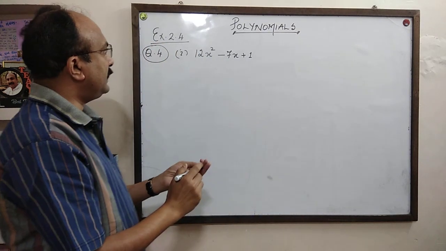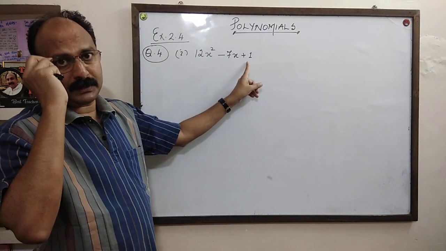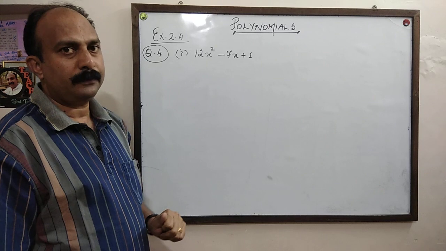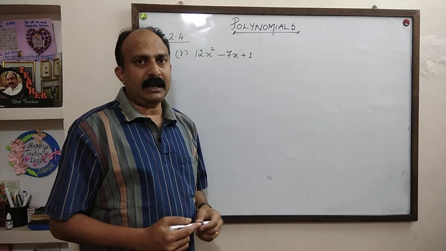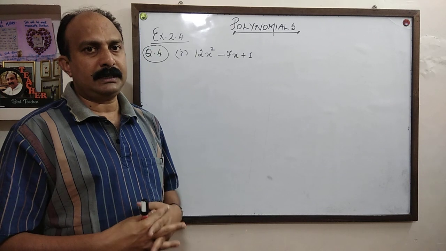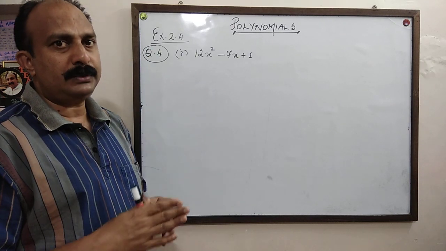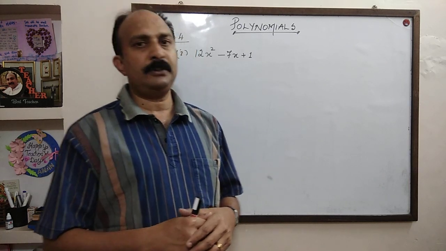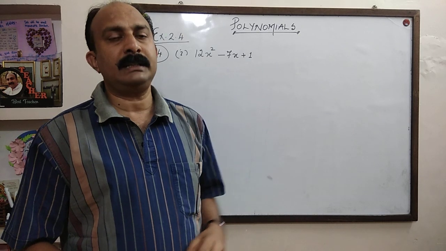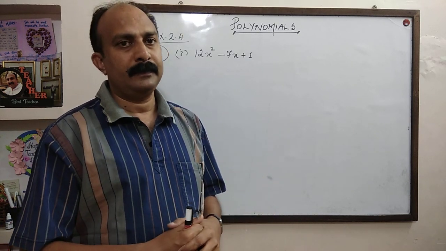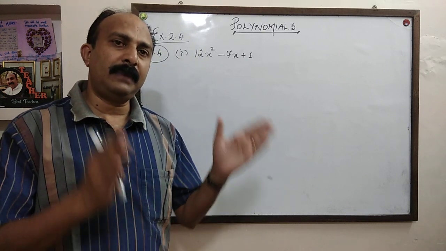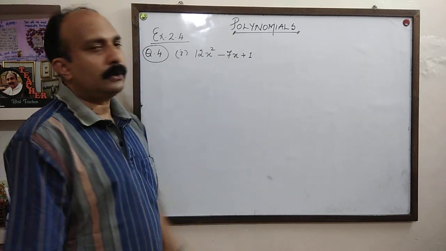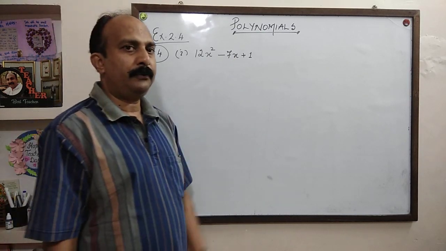12x square minus 7x plus 1 is a quadratic polynomial. We have already studied what is a quadratic polynomial, a polynomial of degree 2. In order to factorize a quadratic polynomial, there are many methods, and the most commonly used and easy method is called splitting the middle term method. I hope it is not new for you. It was in class 8. Splitting the middle term, and this is just the same as what you have learned in class 8. By splitting the middle term, we are going to factorize it. I hope all of you remember.